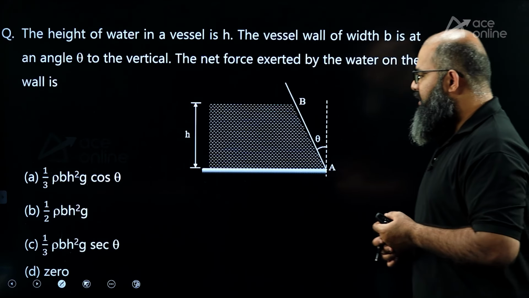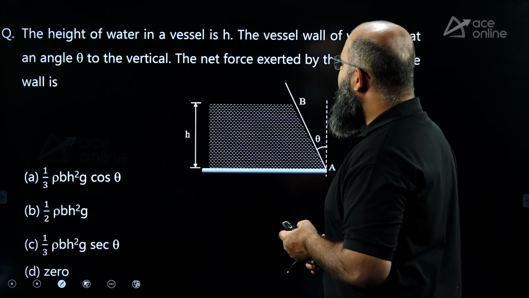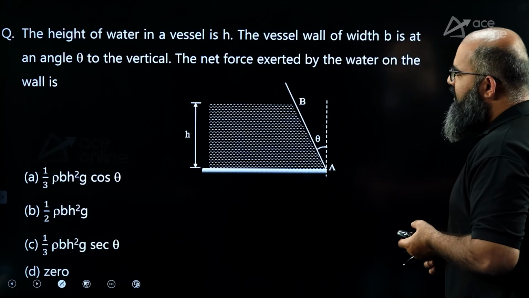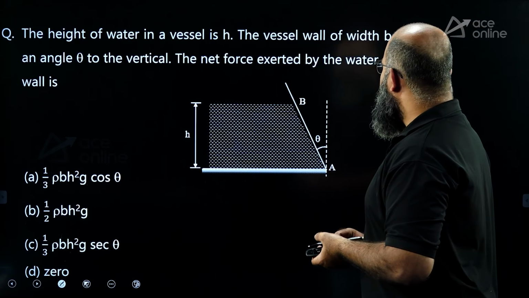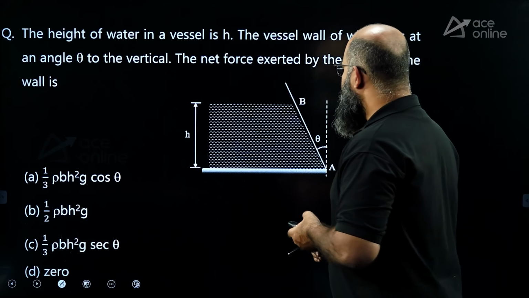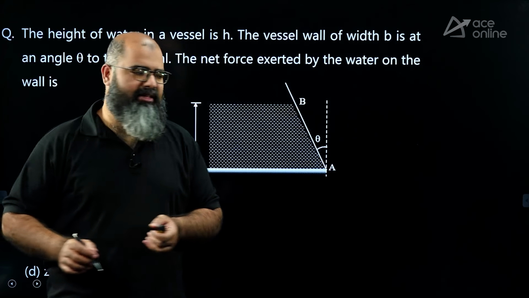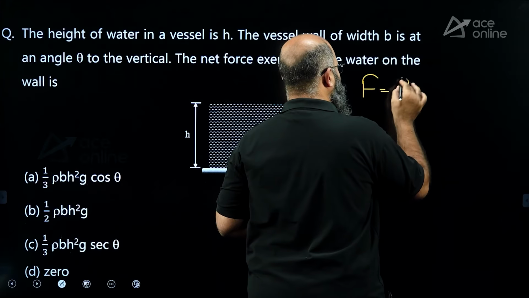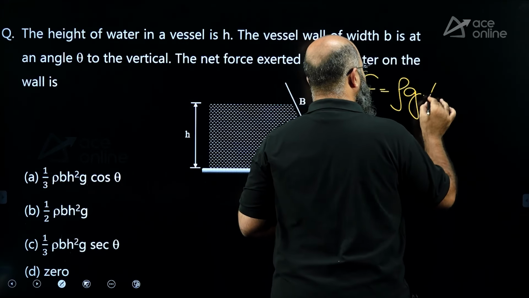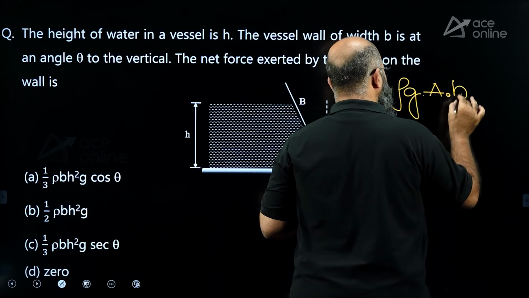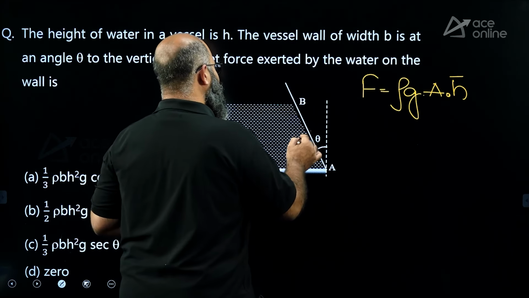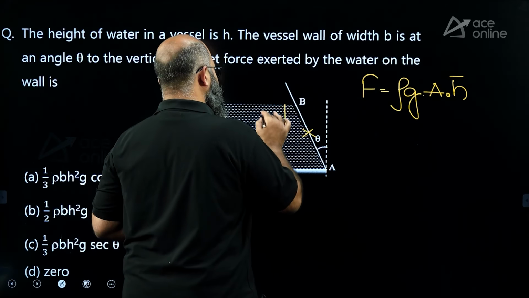Next question over here. This question is saying the height of water in a vessel is H. The vessel wall of width B is at an angle theta. The net force exerted is equal to how much? Now for the net force exerted, we have to use a formula. Force is equal to gamma into area into H bar. Now you see, H bar of AB is lying exactly at H by 2.